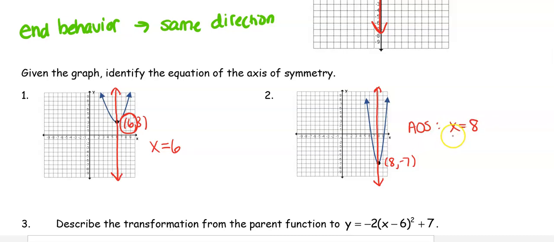Vertical lines are always x equals. It always goes through the vertex, so it's x equals the x coordinate of your vertex.